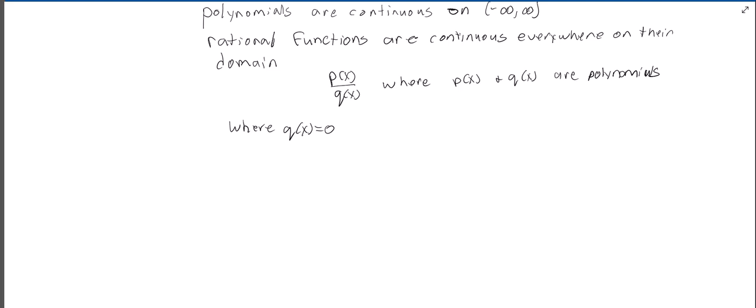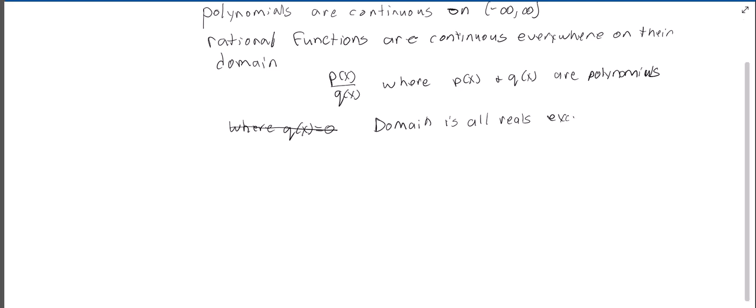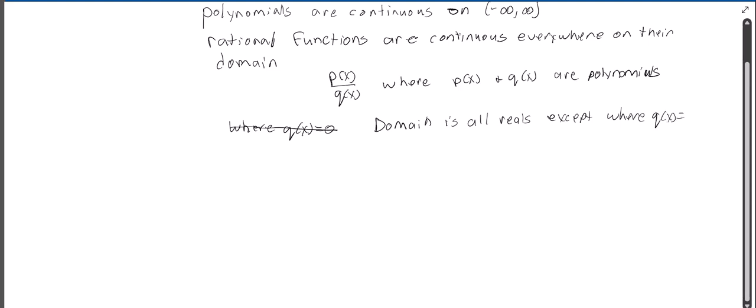Let's see, so the domain, we'll write it like this: domain is all reals except where q of x equals 0. So that means a rational function will be continuous everywhere in its domain. So where is it not continuous? At places that aren't in its domain, which would be places where the denominator equals 0.